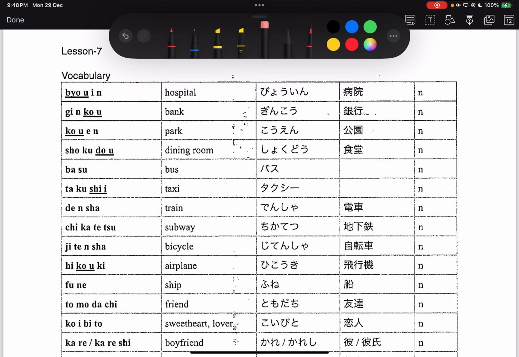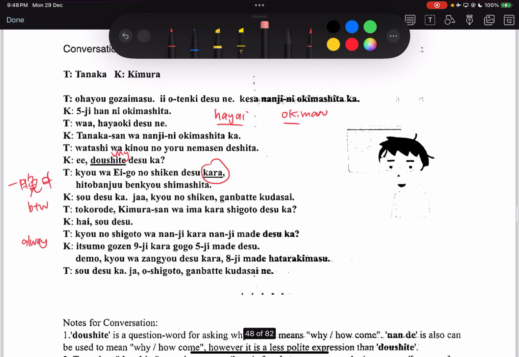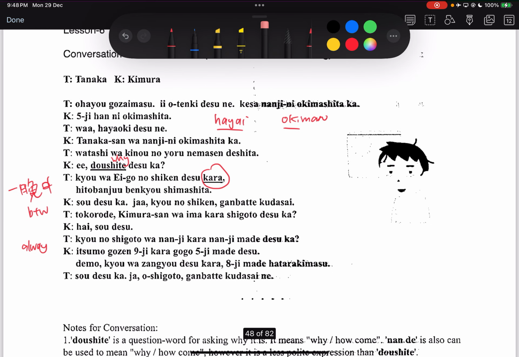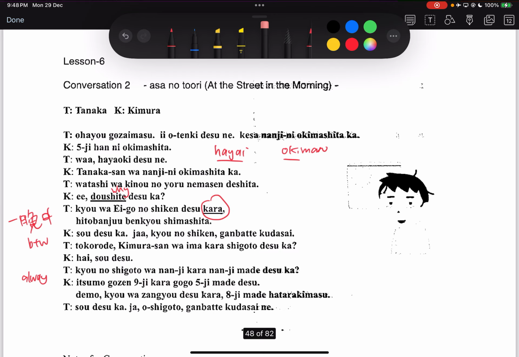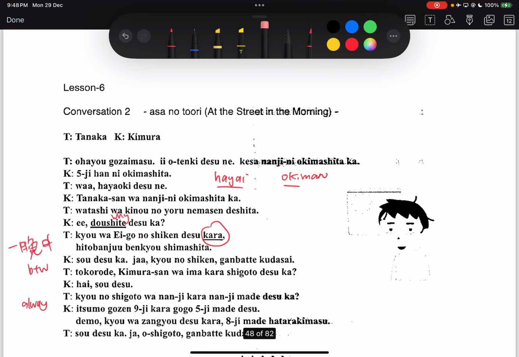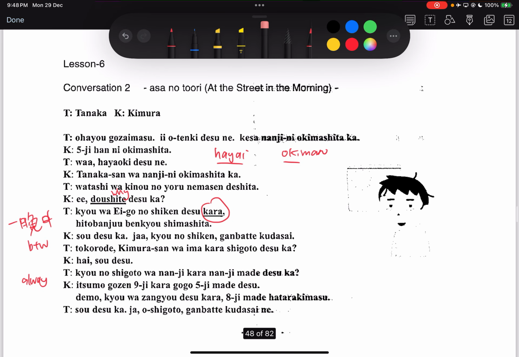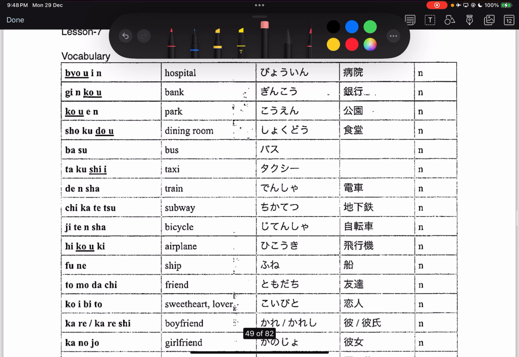朝の通り. Yes. Tori. Why Tori? What is Tori? Where got Tori? The conversation 朝の is called Tori. Oh, Tori. Tori means street. So 早晨的街. Yeah, Tori is like 街. So it's like morning street. So they bump into each other lah. So 朝の通り, 早晨的街咯. Okay, lesson 7.